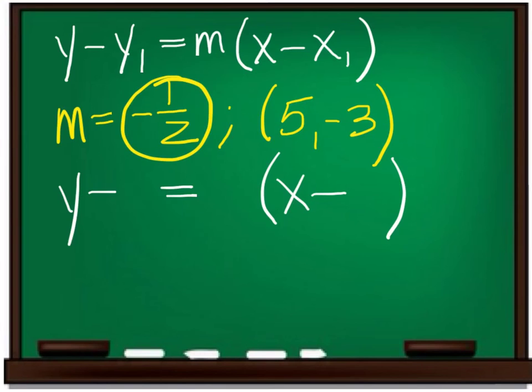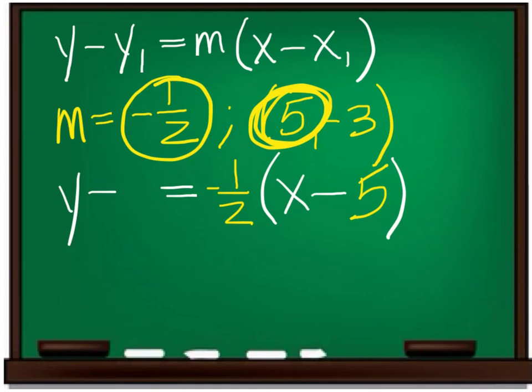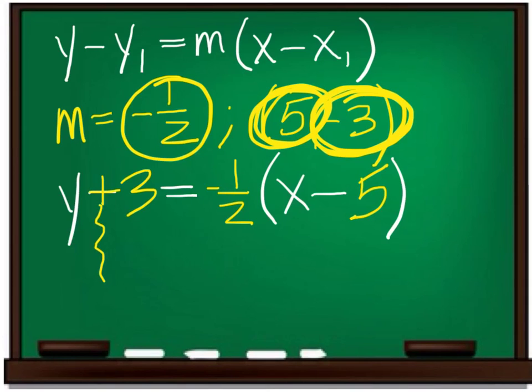The slope is a negative 1/2, so it goes here. This is x in the point. It's a positive 5. You put it in as a positive, you keep a minus sign. But this is a negative 3 for the y. If I put a negative 3 for the y after that minus sign, minus a negative is what? Plus. So you should have y plus 3 equals a negative half times the quantity x minus 5.